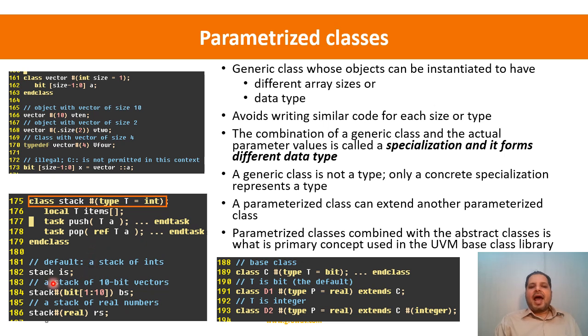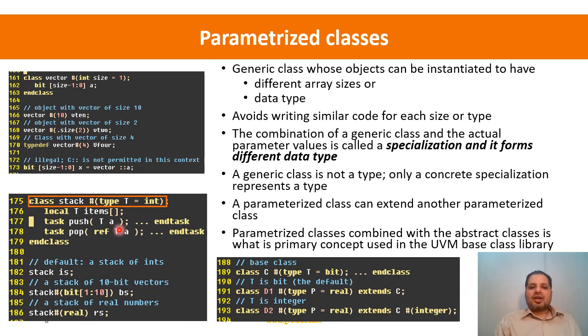Now when I declare a stack, which is generic, it becomes a stack of ints because I have the default parameter value assigned as int. I can also say stack of bit [1:10], so now this stack will be implemented with this data type. I can also say stack of real. So now I am implementing a stack, a generic class, with the specialization of real.